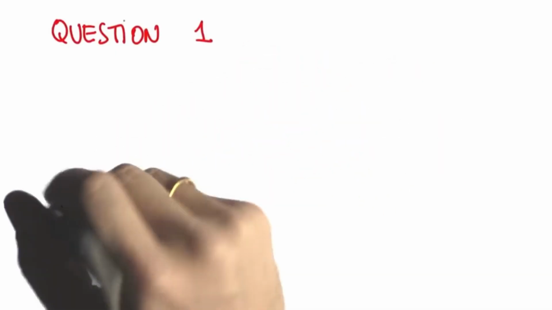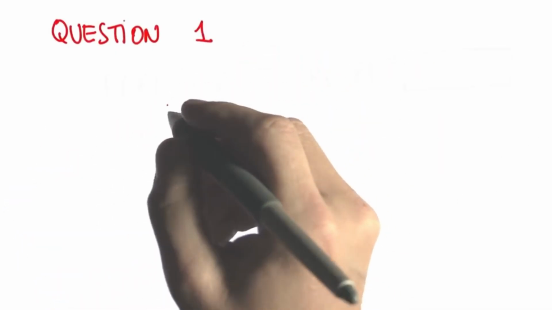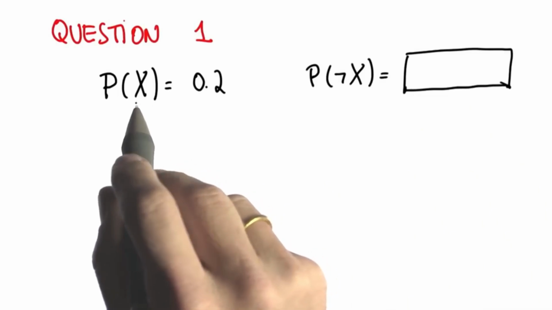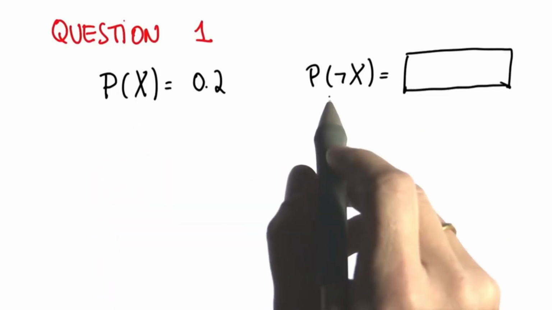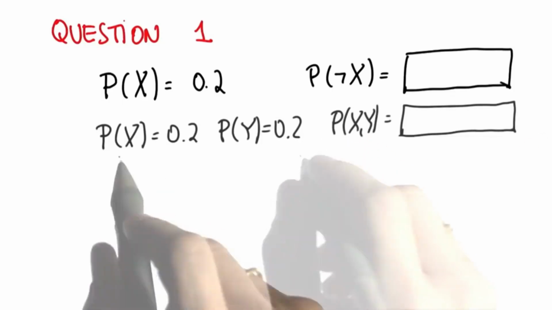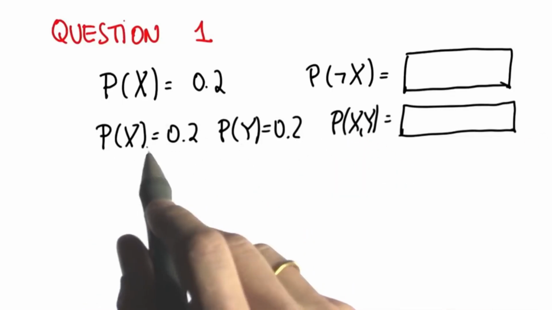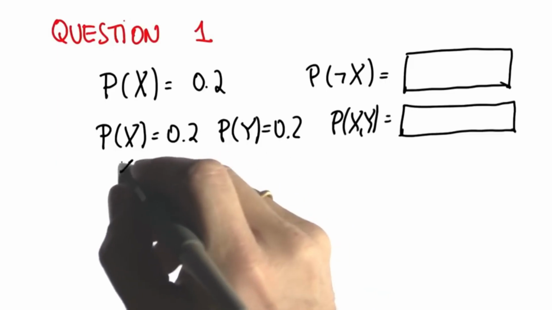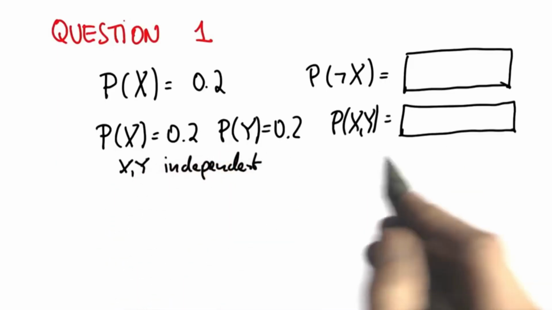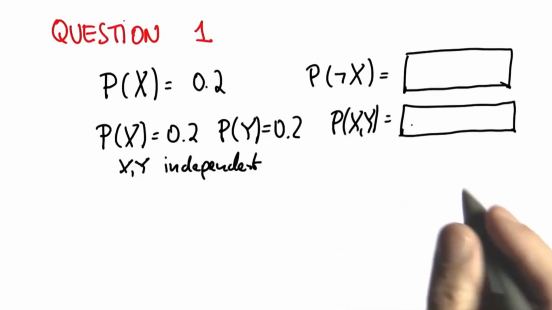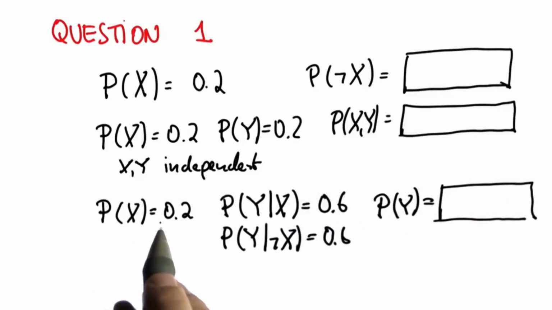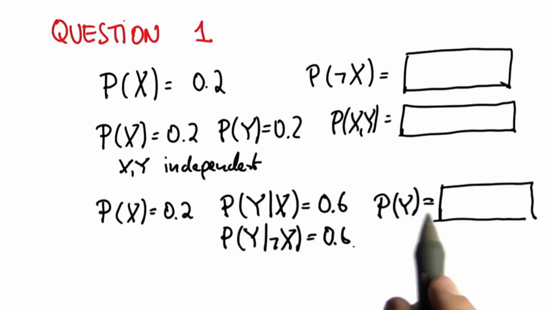In the first question, I want to ask you some very basic probability questions. We have a random variable x, and the probability is 0.2. What's the probability of the complement? We have two random variables, x and y, whose probability individually is 0.2, and x and y are independent. What's the probability of the joint x comma y? And we have a variable p of x with probability 0.2, and we have two conditionals, p of y given x and p of y given not x, both 0.6. What's the probability of y? Here you have to apply total probability.